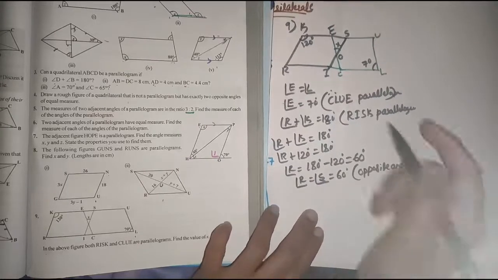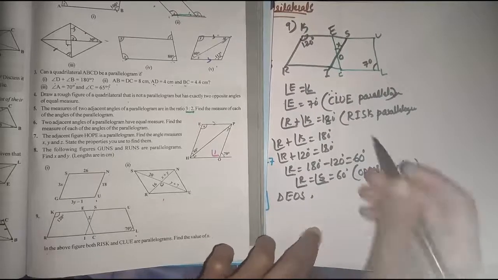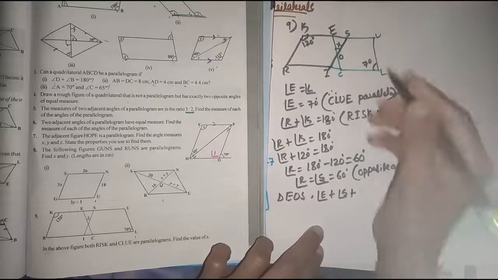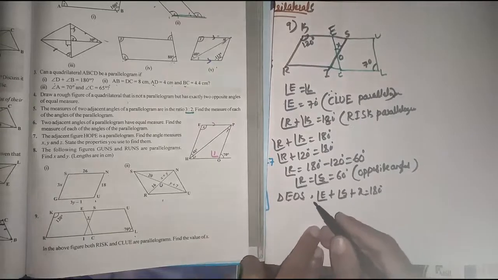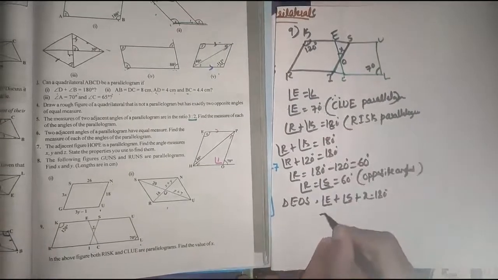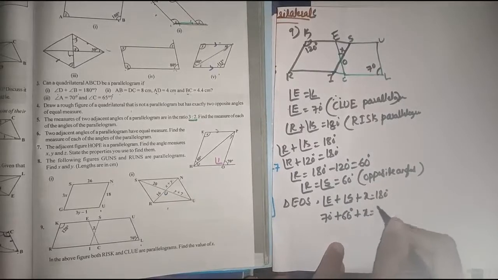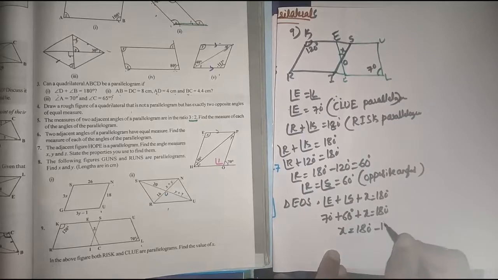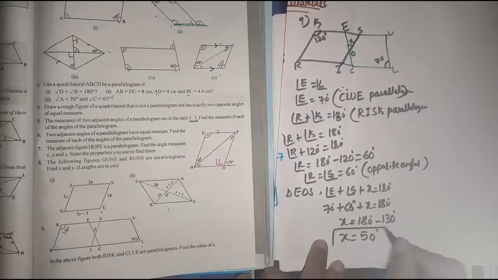Then in triangle EOS, we know the sum of three angles is 180, that is angle E plus angle S plus angle x equals 180. Angle E is 70 and angle S is 60 degrees. We need to find angle x. So 70 plus 60 is 130, and x equals 180 minus 130, which is 50 degrees. This is the value of x.